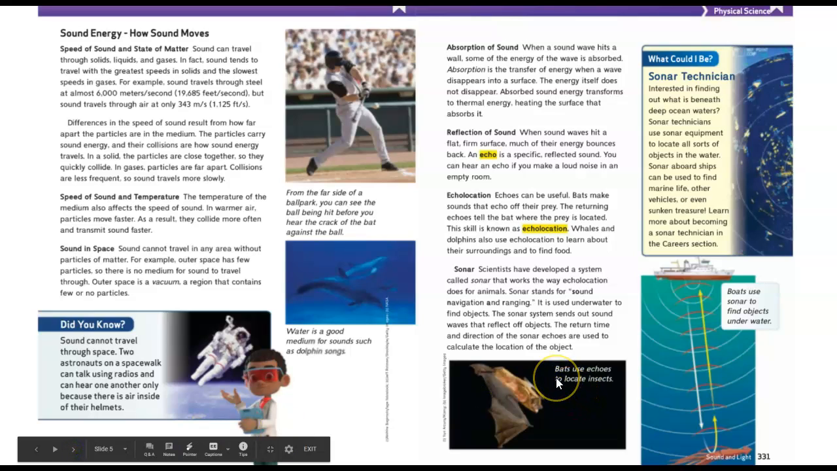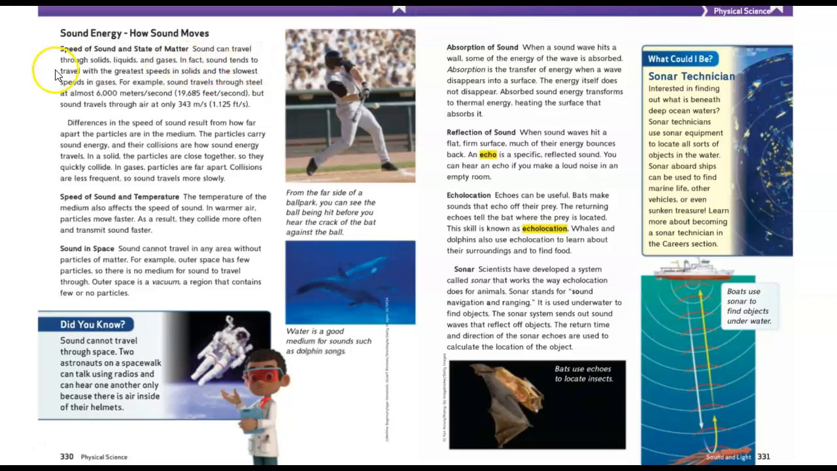All right, sound energy, how sound moves. Speed of sound and state of matter. Remember that question those four students put in there, talking about matter and how sound travels. So here we go. Sound can travel through solids, liquids, and gases. In fact, sounds tend to travel with the greatest speeds in solids and the slowest speeds in gases. For example, sound travels through steel at almost 6,000 meters per second. But sound travels through air at only 343 meters per second.